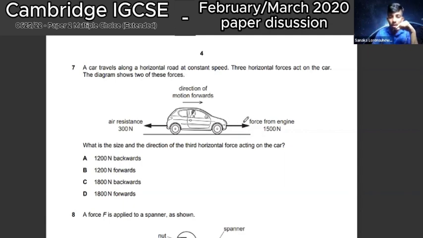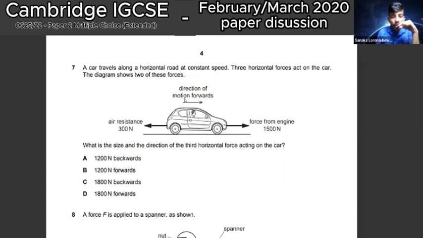Okay, right. This one, first force from engine. Force from engine is 1500 Newton. Okay, right. Then another force is air resistance. Air resistance is 300 Newton. The direction of the motion is forward. The car is moving forward. Then what is the size and the direction of the third horizontal force acting on the car?